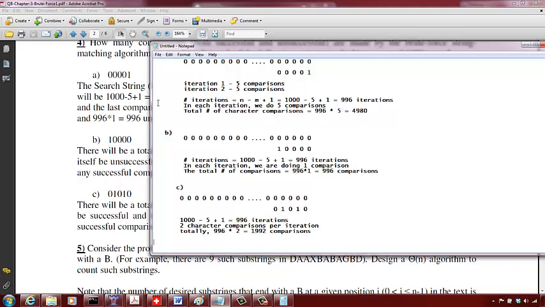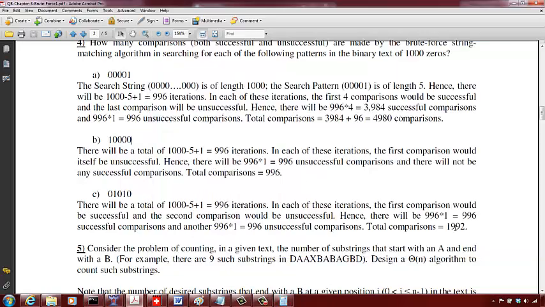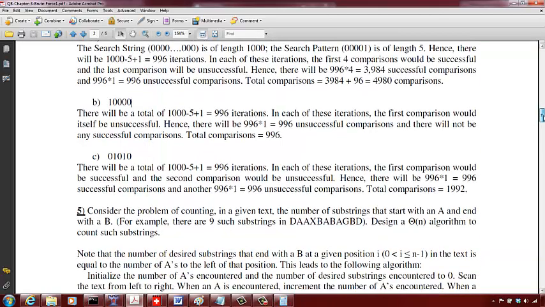Okay, hope this clears up for everyone how to do such kinds of problems.